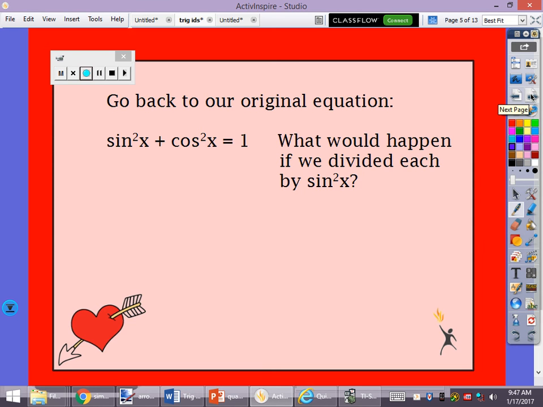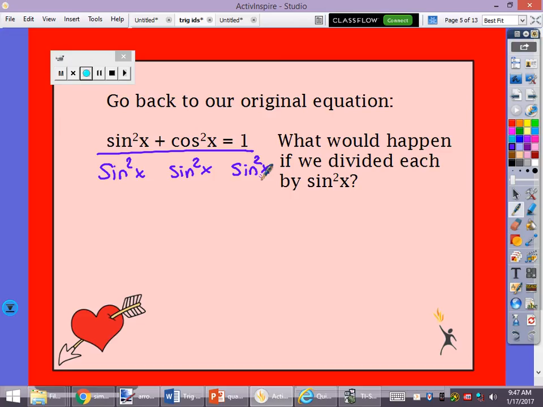All right. Going back to the original equation that we did a couple minutes ago, I want you to divide each of these by sine squared. No, this is the bottom box. Doesn't matter. There's 2 boxes at the bottom. Pick one of them.